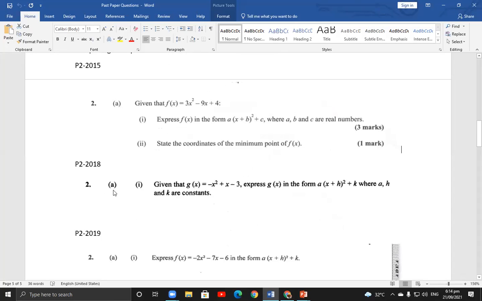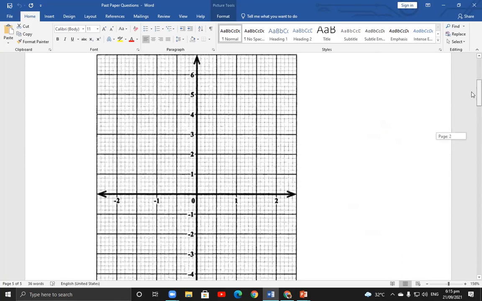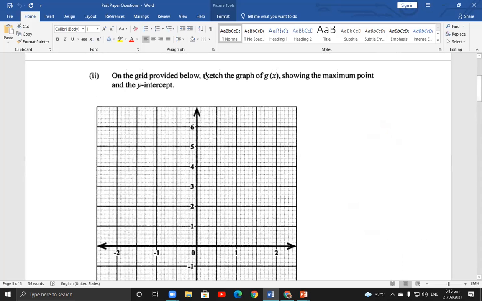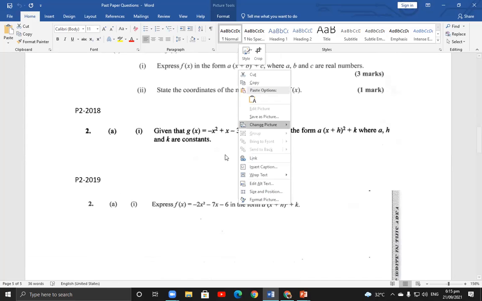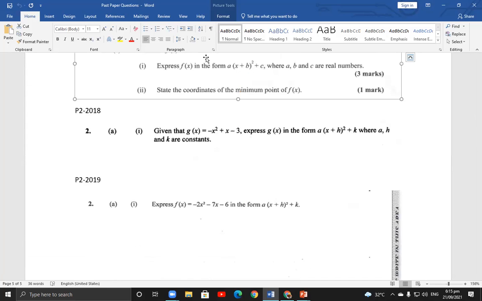Part 2A, part 1: given that g of x is minus x squared plus x minus 3, express g of x in the form a(x plus h) squared plus k, where a, h, and k are constants. That's completing the square. This is part 1 of that question. Part 2 is to sketch a graph. All I wanted you to see here is how these two questions are usually linked. So now let me go back to these.